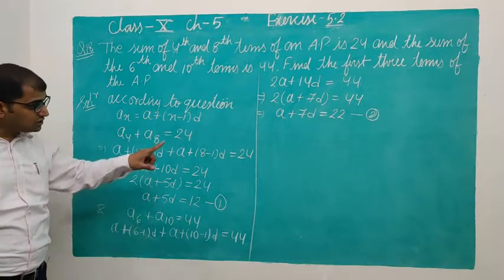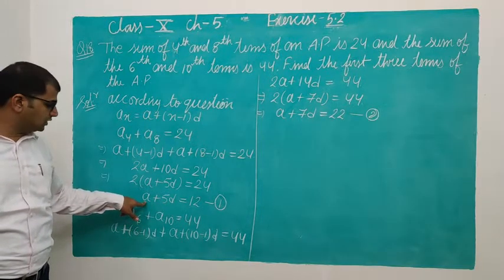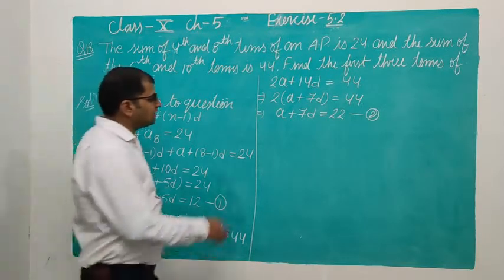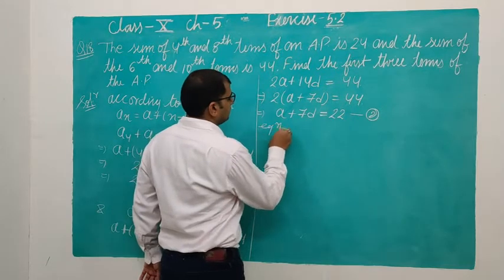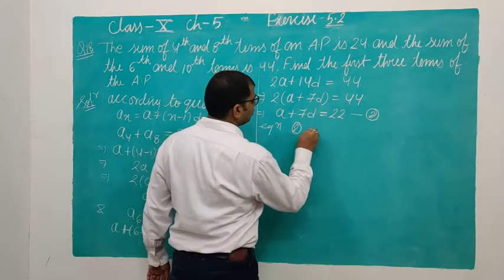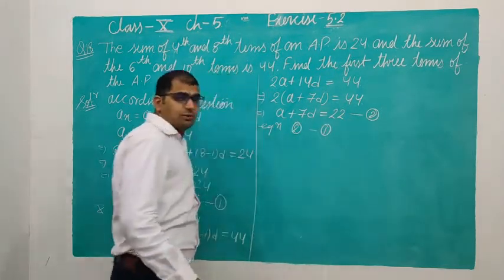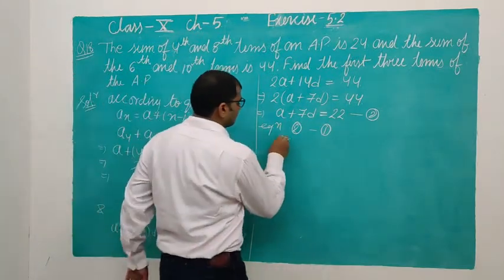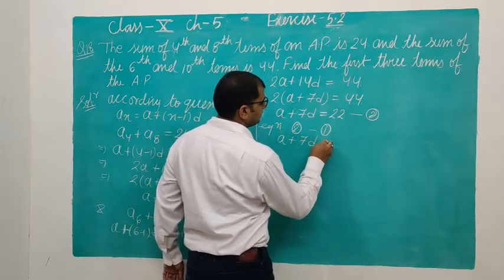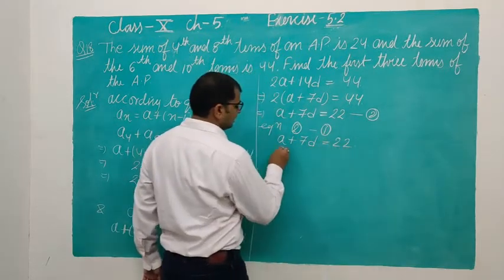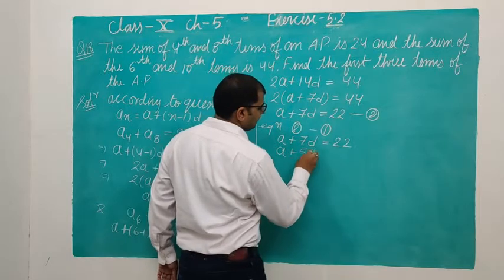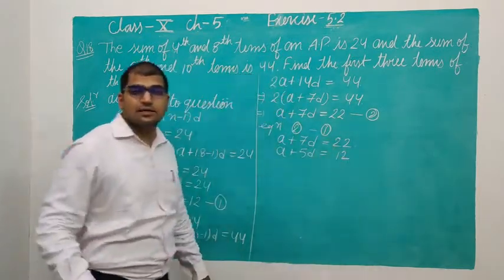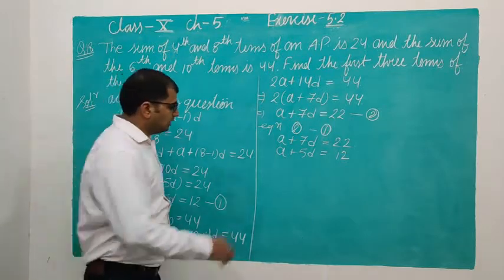तो we subtract equation number 1 from 2. किसमें से सब्ट्रैक्ट करते हैं, 2 में से 1 को सब्ट्रैक्ट कर दें. Then what we get when we subtract equation number 1 from 2: A plus 7D is equal to 22, then A plus 5D is equal to 12. We subtract equation number 1 from 2, so the sign is changed.